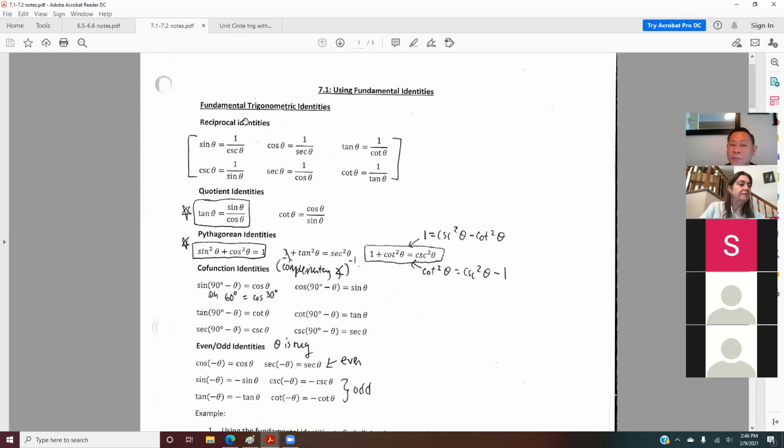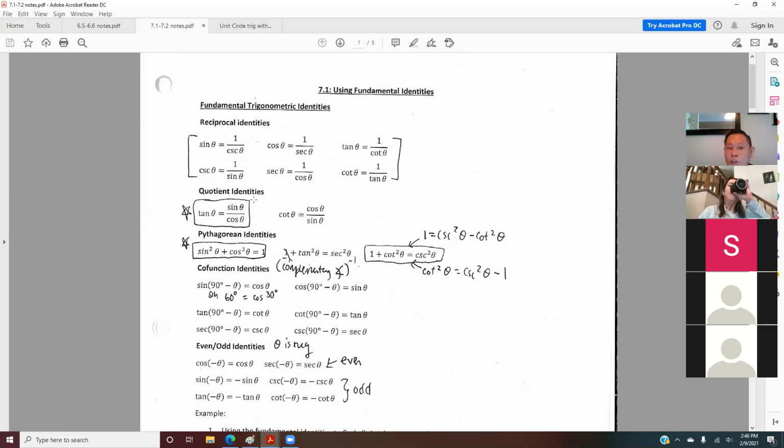The first one is the reciprocal identities. This one I think you guys know, right? Sine is the same thing as 1 over cosecant. Cosecant is the same thing as 1 over sine. Cosecant and sine are reciprocal. Cos and secant are reciprocal. Tangent and cotangent are reciprocal. You guys know this because we're doing that a lot. You should be able to do this.